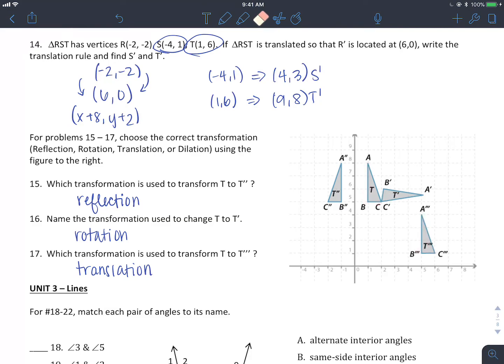All right. Remember, rotations rotate counterclockwise. That means they rotate this way. That's good to know.